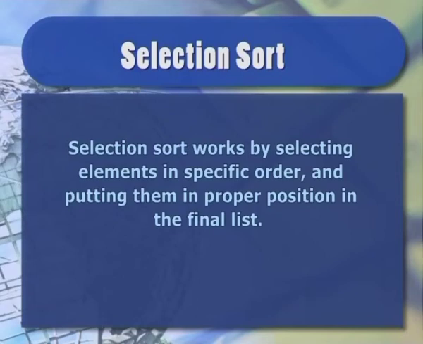Hi friends, today we shall be discussing another very simple and popular sorting algorithm called selection sort. Selection sort, also called exchange sort, is one of the simplest internal sorting algorithms. As its name suggests, selection sort works by selecting elements in a specific order and putting them in the proper position in the final list. Selection sort is an in-place sorting algorithm which requires no extra space to swap.